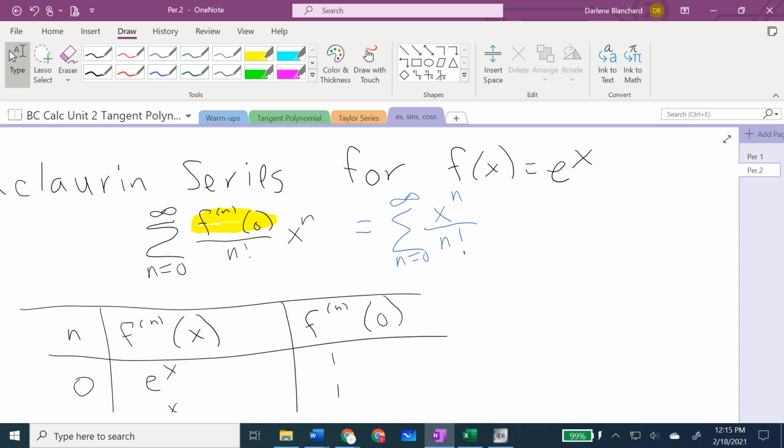I want to write out a few terms because you need to be ready when you take an actual test on this. You need to be ready with, I know the formula and I know the first few terms.